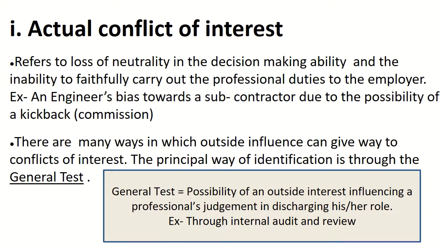There are many ways in which outside influence can give way to conflicts of interest. The principal way of identification is through the general test. A general test is nothing but the possibility of an outside interest influencing a professional's judgment in discharging her role. Example, through internal audit and review.